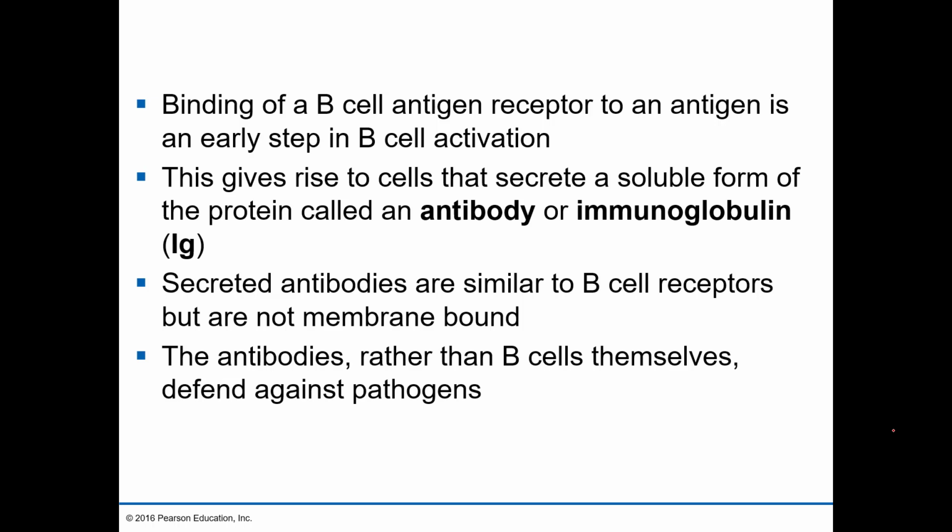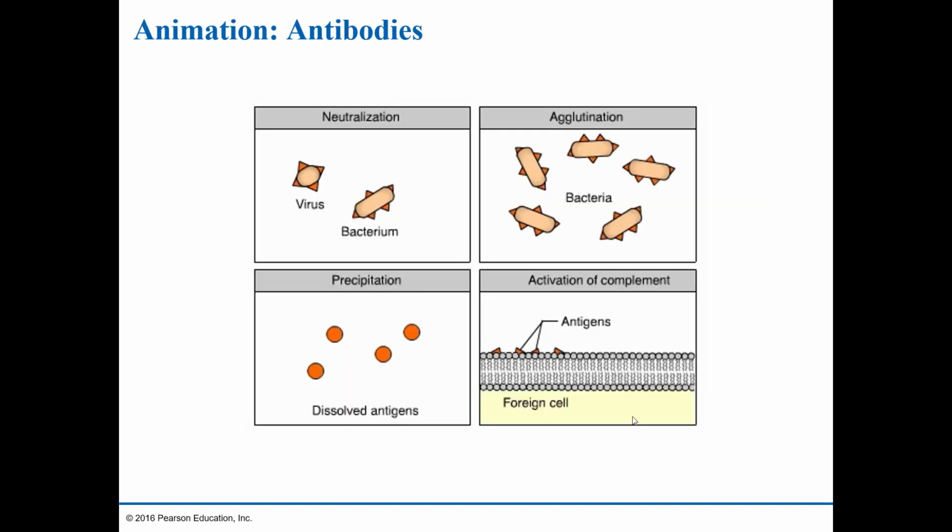Secreted antibodies are similar to B cell receptors, but they're not membrane bound, so they're just kind of floating around. So the antibodies, rather than the B cells, actually defend against pathogens. B cells have a receptor that says, "Ooh, this isn't good. Something shouldn't be here." That makes the B cells start to release the antibody. The antibody floats around, and it starts to defend against the pathogens. The main role of antibodies secreted by plasma cells is to tag foreign molecules or microbes for destruction.